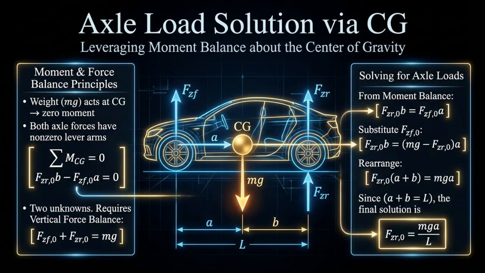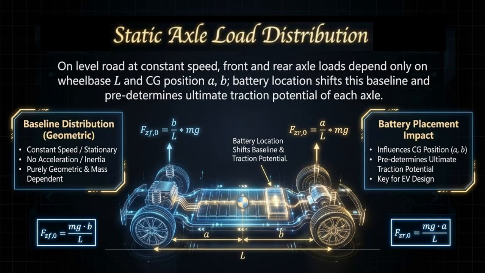Vertical force balance gives FZF0 plus FZR0 equals mg. Substituting to eliminate the front axle force leads to FZR0 times (A plus B) equals mg times A. Since the wheelbase L equals A plus B, the final result is FZR0 equals mg times A divided by L. Static axle loads depend only on the vehicle mass and the location of the center of gravity.